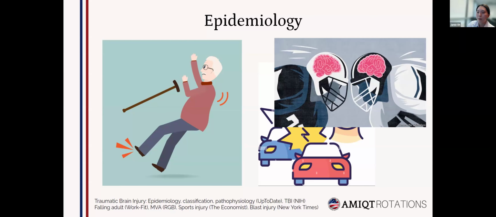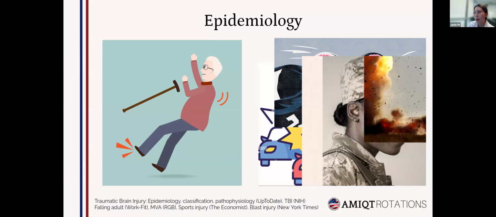We also have direct blunt trauma caused by sports injuries, especially contact sports such as American football or ice hockey. And we also have blast injuries, which are more common amongst military personnel who are involved in conflict.